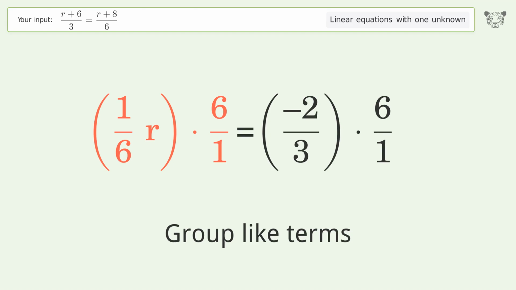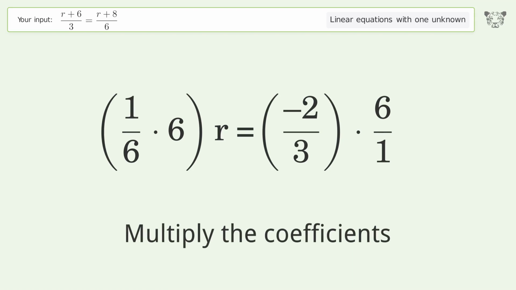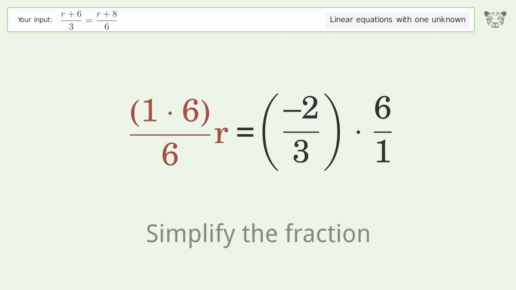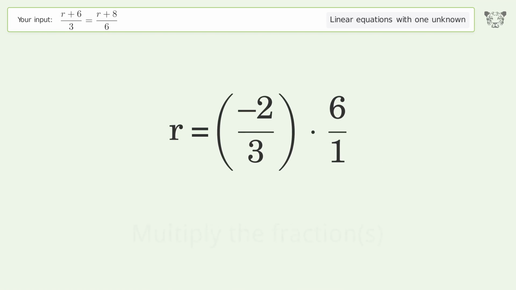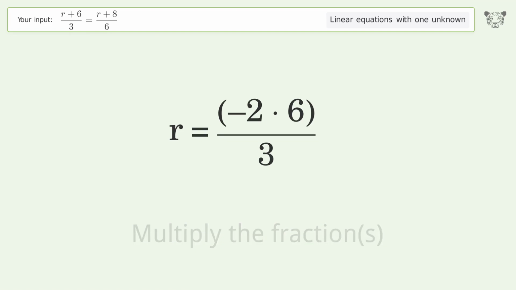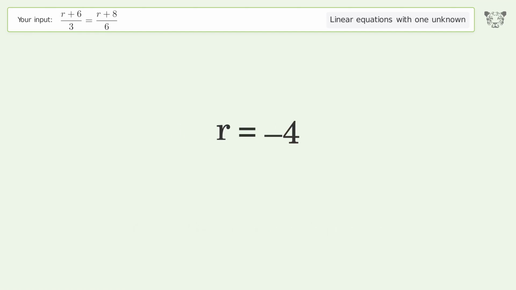Group like terms. Multiply the coefficients. Simplify the fraction. Multiply the fractions. Simplify the arithmetic. And so the final result is r equals -4.